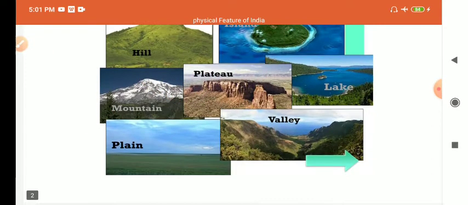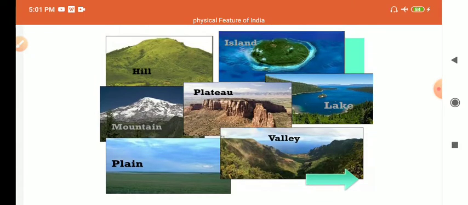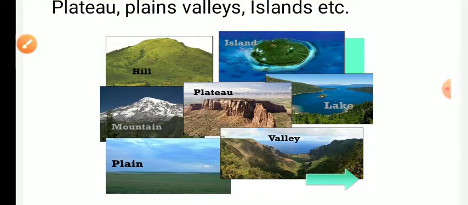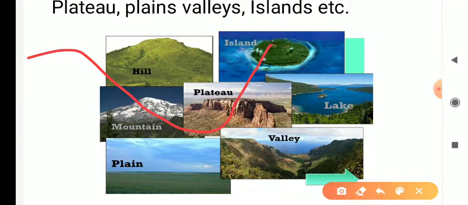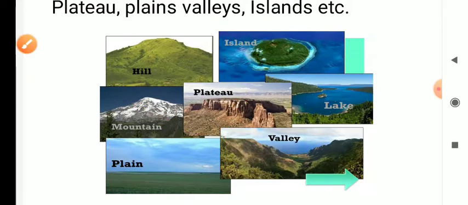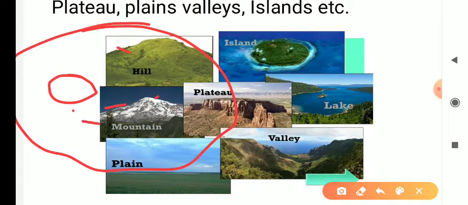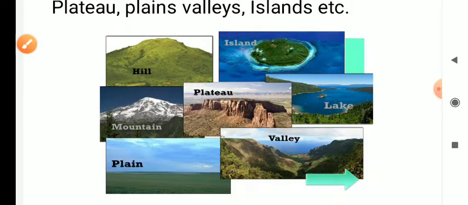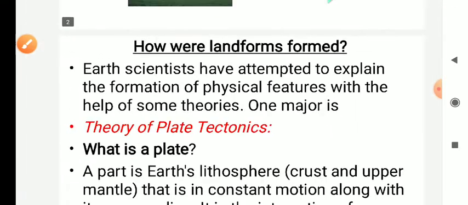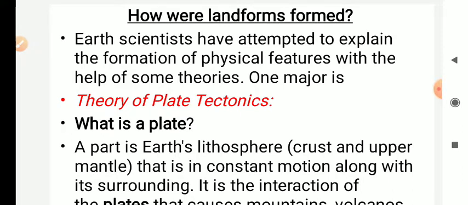While valleys are the area between two mountains. The deep area between two mountains or between two highlands is called a valley. Then an island is a landmass which is surrounded by a water body from all sides. So that is the basics of landforms. Now the question arises, how were these landforms formed? Mountains, plains, plateaus, how were these formed?